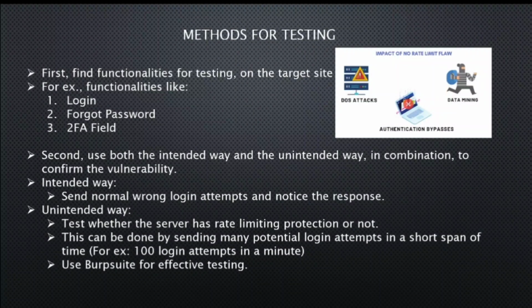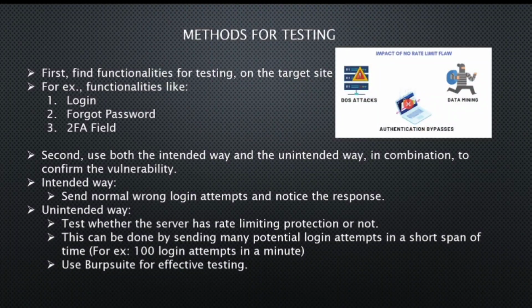So the second step is to use both the intended way and the unintended way in combination to confirm the vulnerability. First, find many functionalities related to user login, forgot password, two-factor authentication. The intended way is to send normal wrong login attempts and notice the response, simply without using any tool.